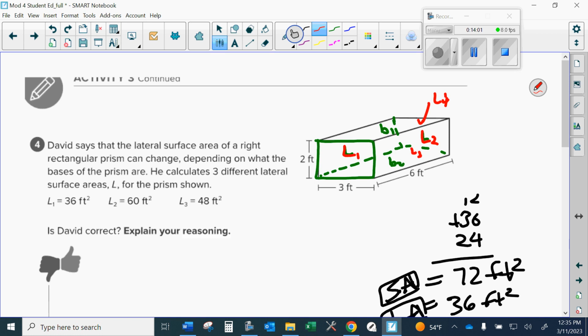So we have 6 here times 2, because we have 2 of these, the front and the back here. 6 times 2 is 12 square feet. And then here we have 6 times 2 is 12, but we have 2 of those, 24 square feet.